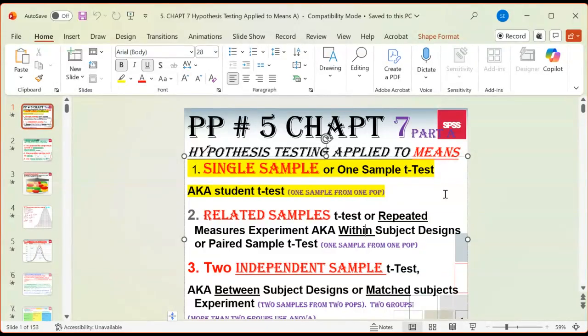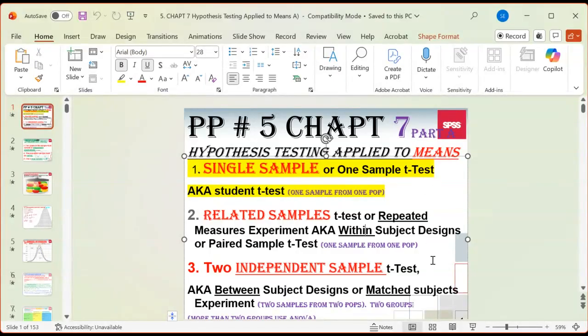And finally, the third one, which is called independent sample t-test or 2 independent. For this one, you have to have 2 samples from 2 different populations. This means that, let's say you're comparing FIU students with AU students. So you have two populations, FIU and AU. And then you take a sample from each population. So you have two samples. That's what it's called, two independent sample t-tests, or for short, we'll call it independent sample t-test.